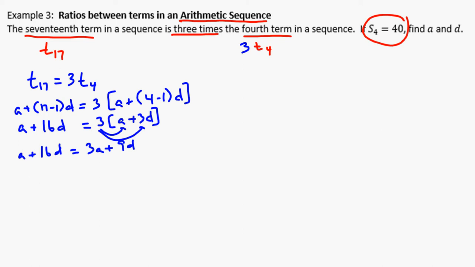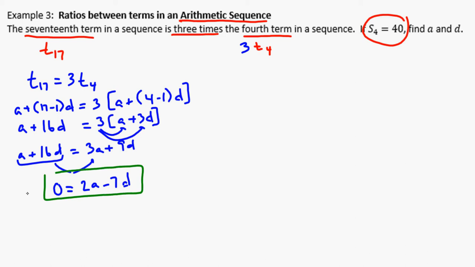What I'm going to do here is I'm going to bring everything to one side. So I'm going to bring these two guys to this side. So what am I going to get? I'm going to get 0 on the side is equal to 2A minus 7D. All right, let's call this guy right here equation 1. What other piece of information do I know? I know that S4 is equal to 40.